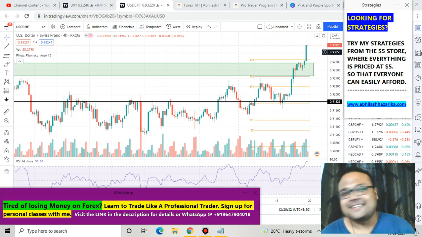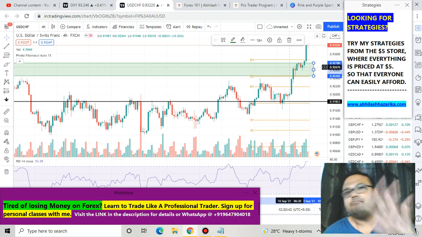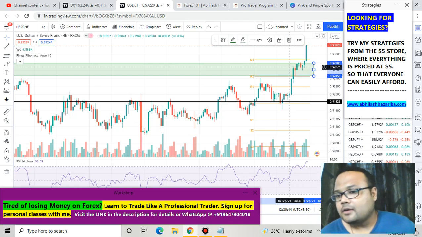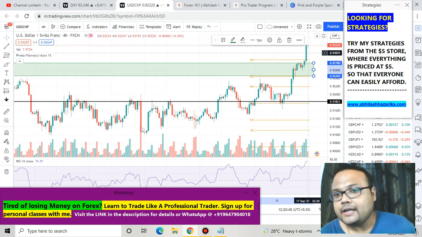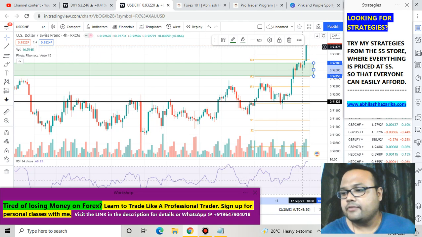So let's get started. This is the Forex chart of USD CHF in front of us right now, and as we can see, the market has clearly broken the resistance and is trading quite above the resistance, ultimately closing at 0.9322. And the market is still very bullish.